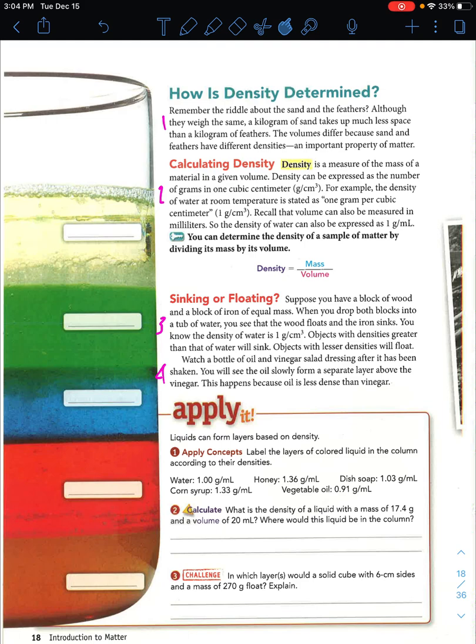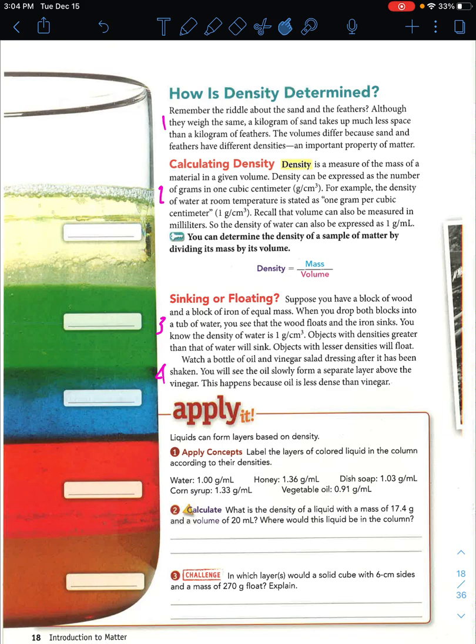Sinking or floating. Suppose you have a block of wood and a block of iron of equal mass. When you drop both blocks into the tub of water, you see that wood floats and the iron sinks. You know the density of water is 1 gram per cubic centimeter. Objects with densities greater than that of water will sink. Objects with lesser densities will float.